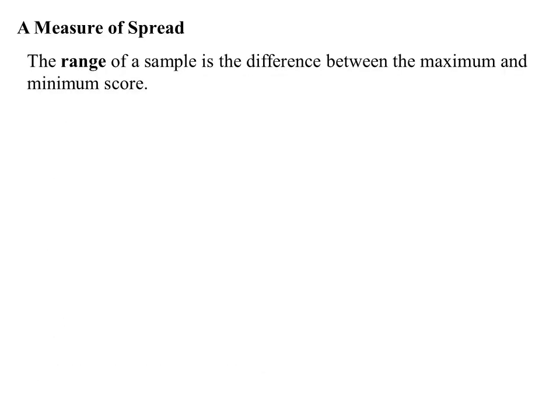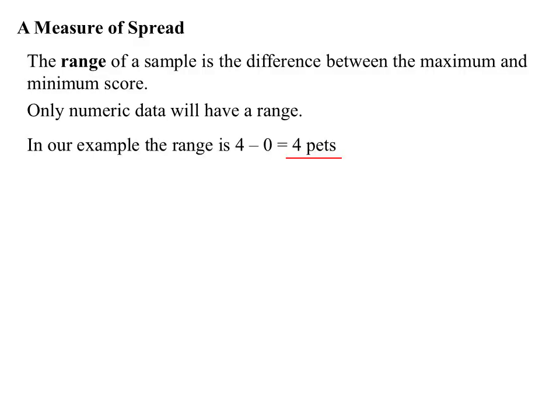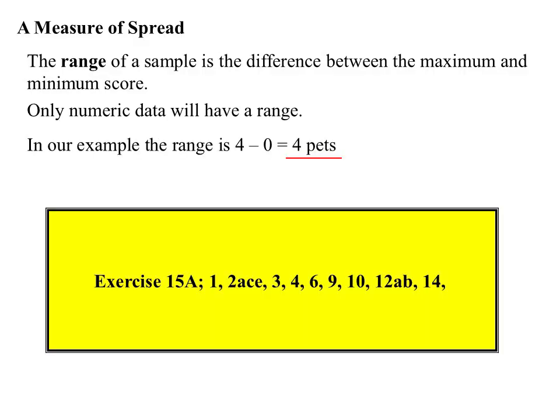Measures of spread. Range, highest minus the lowest. Obviously with categorical data you can't find a range. I mean, what's the highest colour? Blue minus red. No, it doesn't make sense. You've got to have numbers for that one to make sense. So ours would be 4 pets. And that'll do us. Okay.